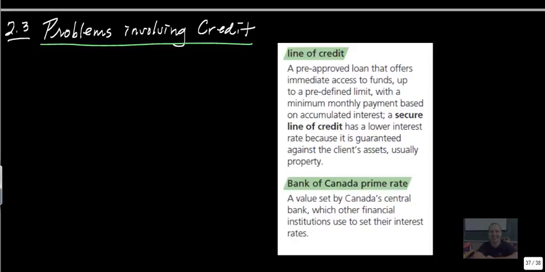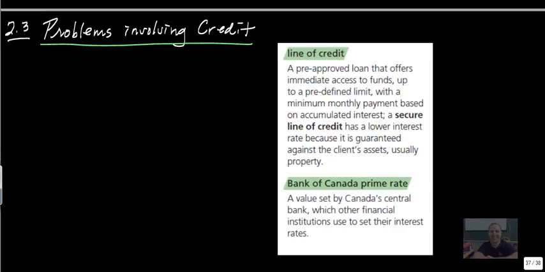All right, so we're going to focus on 2.3 today, solving problems involving credit. And what you need to understand is, like I said, what a line of credit means and what the Bank of Canada prime rate, or the prime lending rate, is.